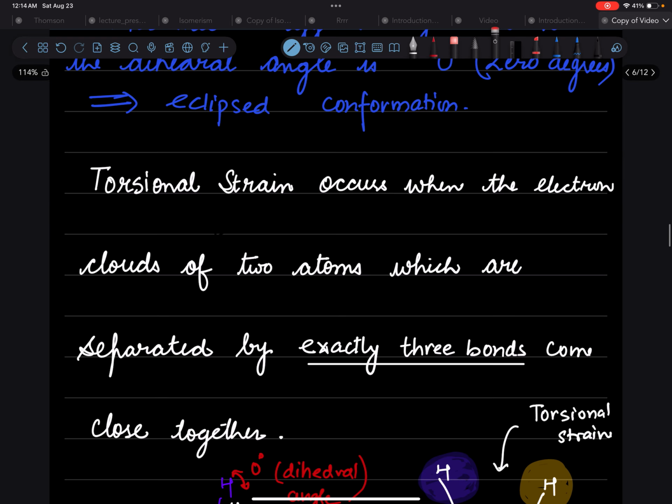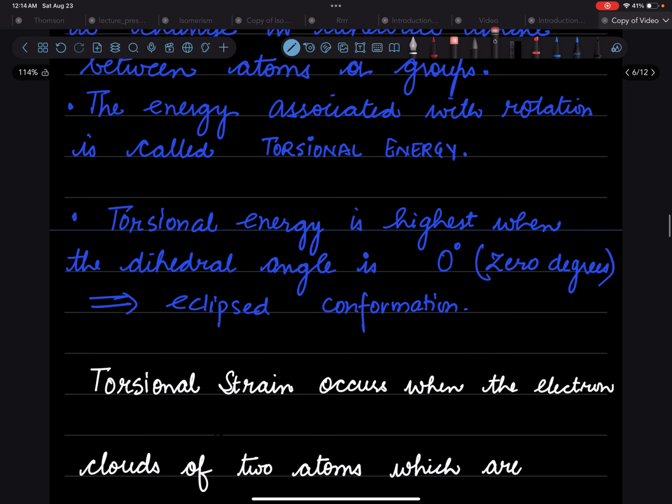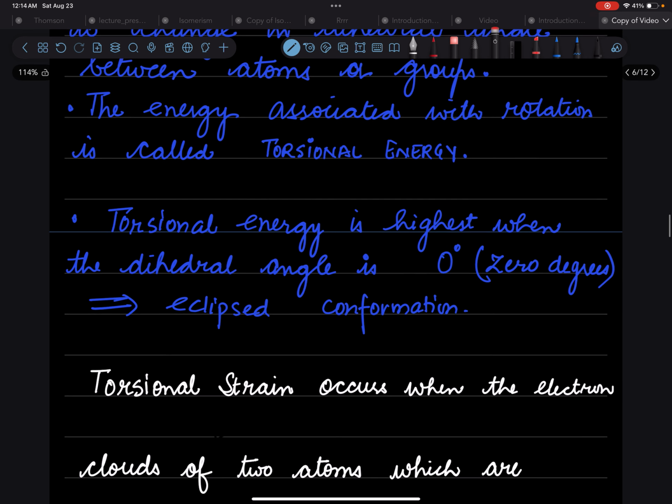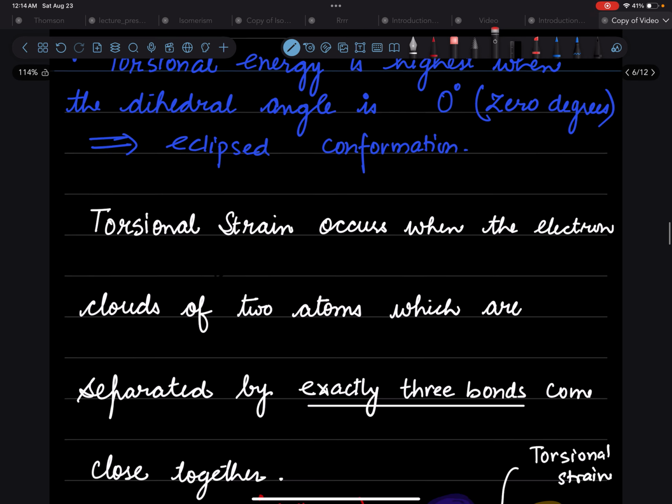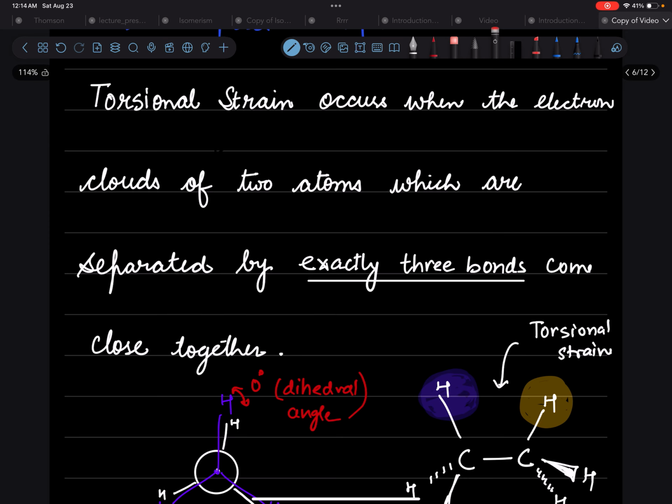Torsional strain, now what's the reason for the torsional strain? I understand that the molecule gets twisted, but why does it get twisted? It gets twisted because when two groups or atoms come close to each other, beyond a certain point, their electron clouds start repelling each other. They repel each other because they have the same charge, and because of this they develop the torsional strain.